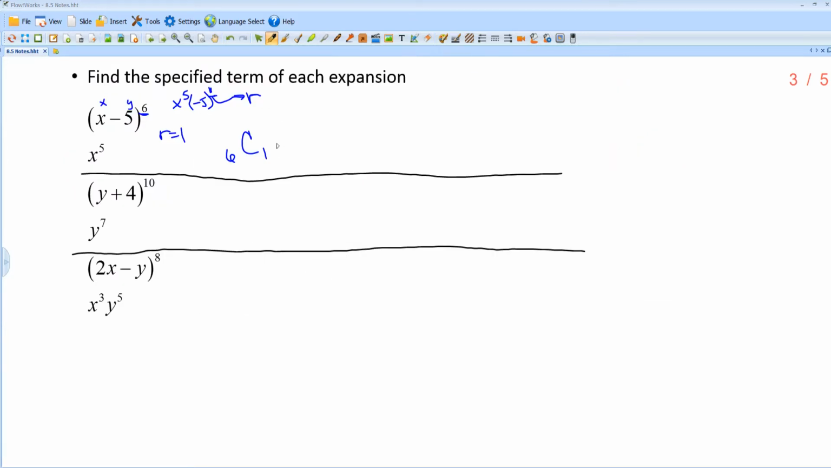So if I do 6 choose 1 in my calculator, or if I looked at my Pascal's triangle, I'd get 6. But it's asking for the whole term, not just the coefficient. So it's 6, and then this x term is being raised to the 5th. This negative 5 term is being raised to the 1st. So that's going to give me negative 5 times 6, negative 30, x to the 5th. You include the variables in that answer.